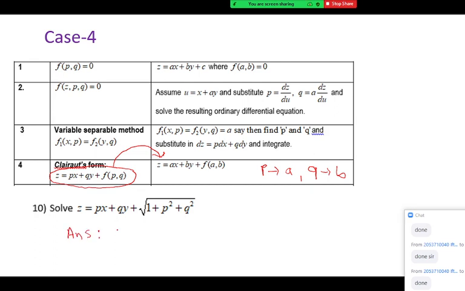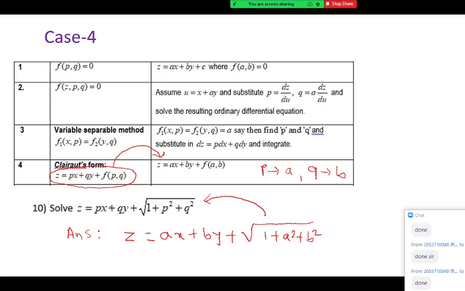So the answer should be z equal to ax plus by plus root over 1 plus a square plus b square. That's one. So this is a so simple method. The corresponding solution is this one, which contains two arbitrary constants. Now if we eliminate the two arbitrary constants a and b, we get a is equal to dou z by dou x and b is equal to dou z by dou y, and we get this as the answer. Okay, this is the corresponding PDE. So if the question comes, eliminate the arbitrary constants a and b and find the corresponding PDE, then the answer will be this one.